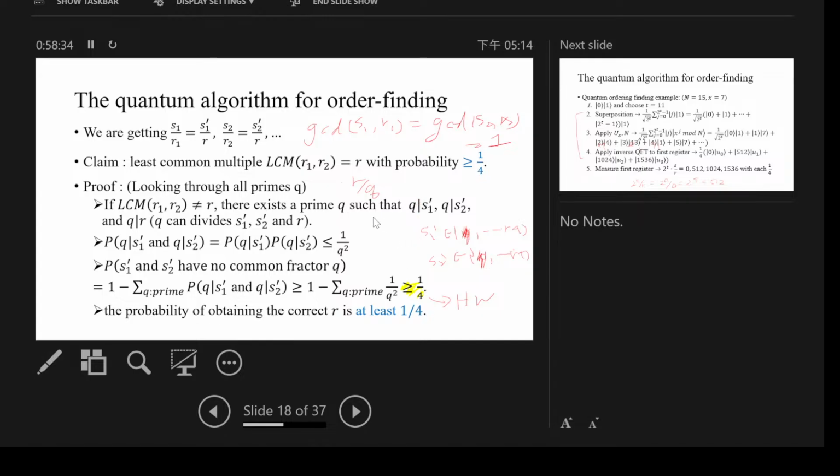Then we will talk about the actual factoring algorithm. We already see the most quantum part of the factoring algorithm is this order finding algorithm, and it's done by phase estimation on the multiplication oracle, or multiplication unitary.